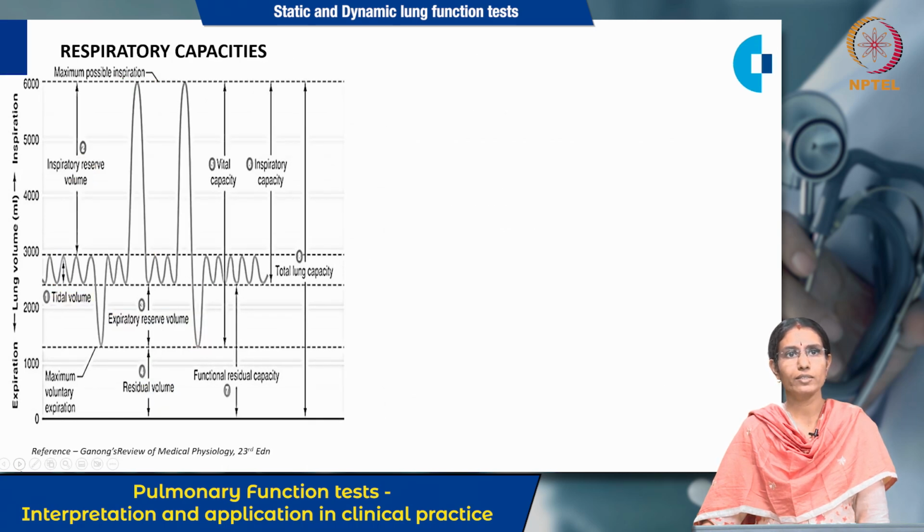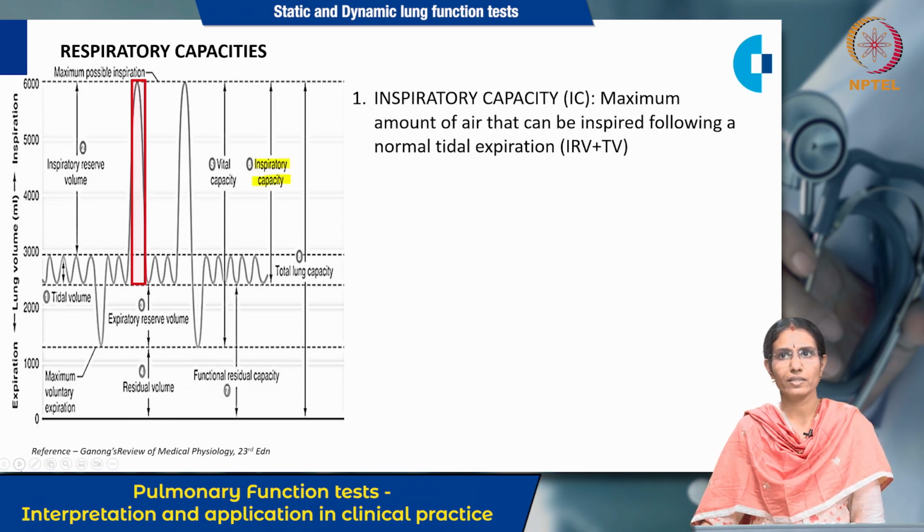And what are the respiratory capacities? That is combinations of lung volumes. So let's see about 4 important capacities. Inspiratory capacity. What is inspiratory capacity? That is the maximum amount of air that can be inspired following a normal tidal expiration. This is IRV, that is inspiratory reserve volume plus tidal volume.